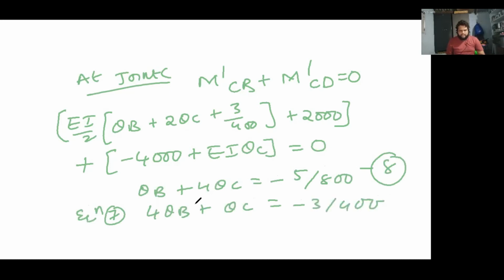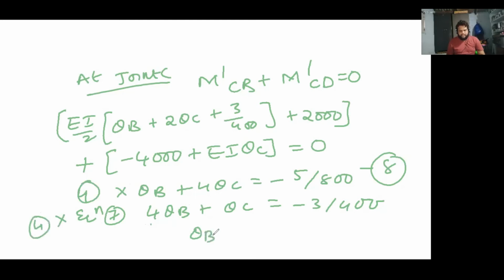So if you solve this, you have to multiply either equation 7 with 4, otherwise multiply equation 1 with this theta B. If you solve these two equations, we will be getting theta C, otherwise theta B you will be getting. So theta B and theta C. If you are multiplying equation 8 with 4, you will get the theta C value. Otherwise, if you are multiplying equation 7 with 4, you will be getting the theta B value.